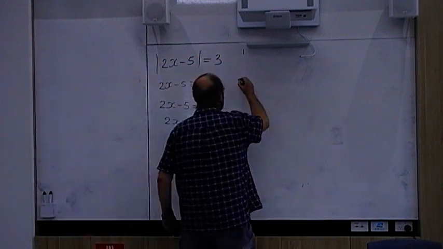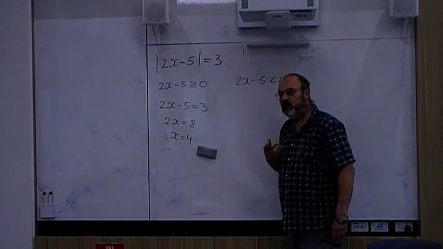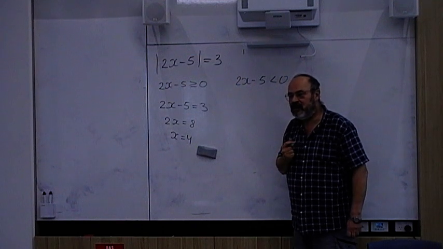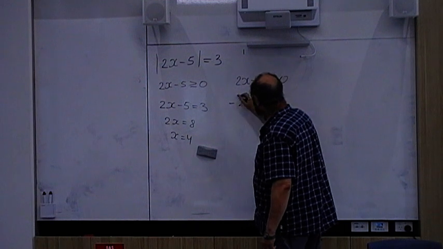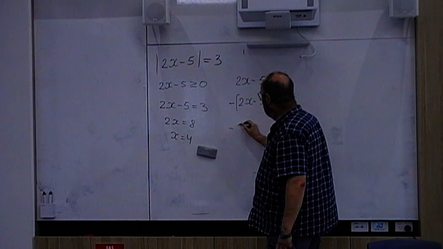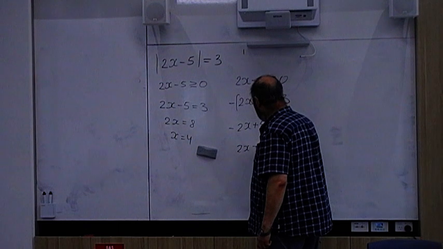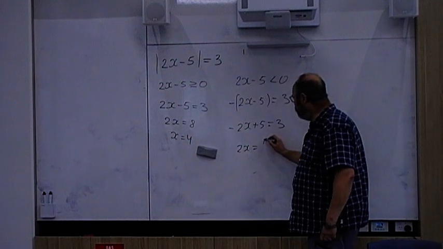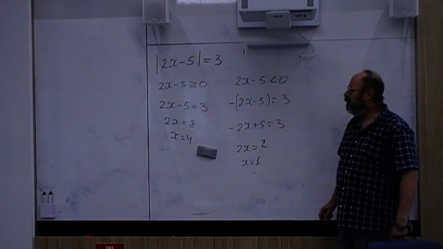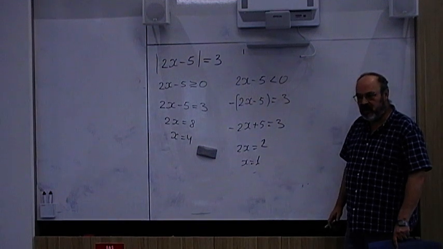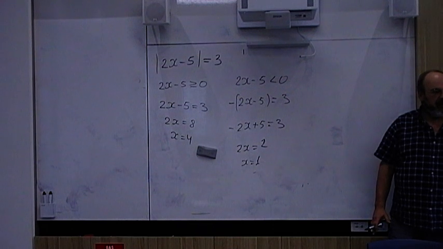If the expression 2x minus 5 is negative, what should we write? We put negative at the front: negative, open bracket, 2x minus 5, close bracket, equals 3. So we have negative 2x plus 5 equals 3, 2x equals 2, and x equals 1. Make sense? This is the pure algebraic way to solve it.